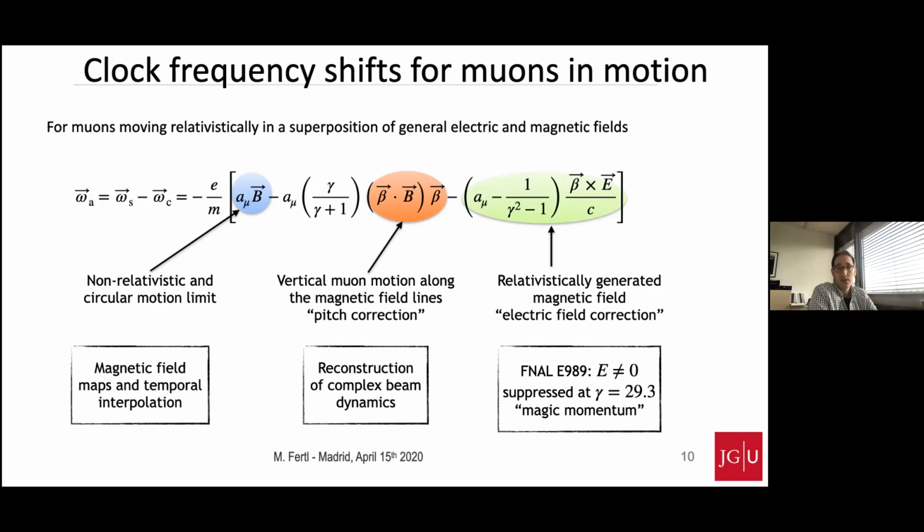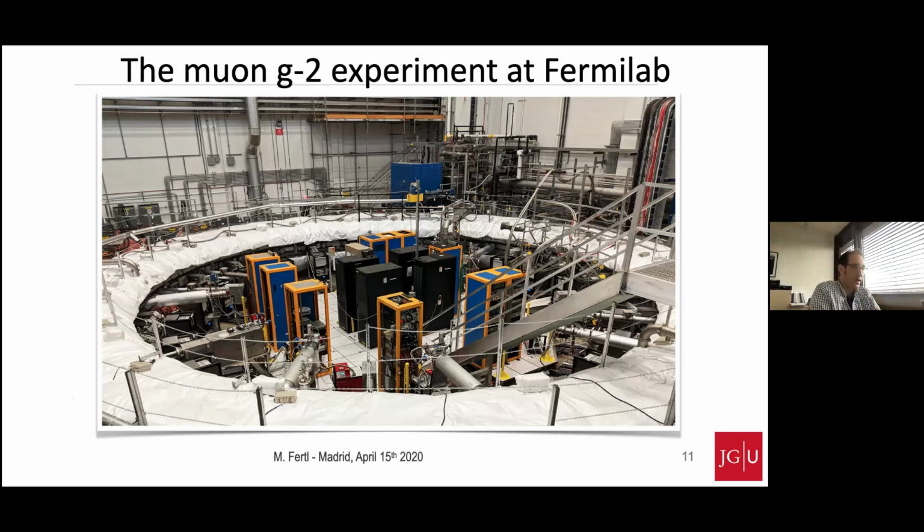So let me show you a picture of the muon g-2 experiment at Fermilab, as it's roughly currently looking. So this is the storage ring that we employ to do our measurements.